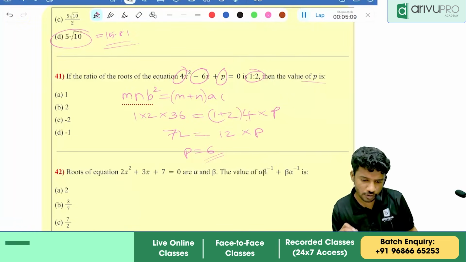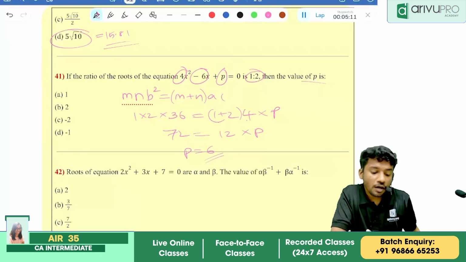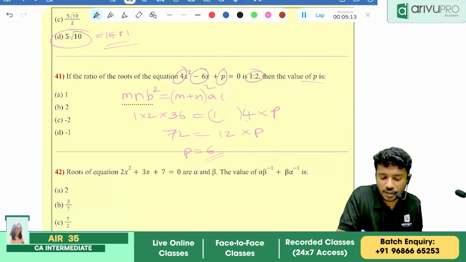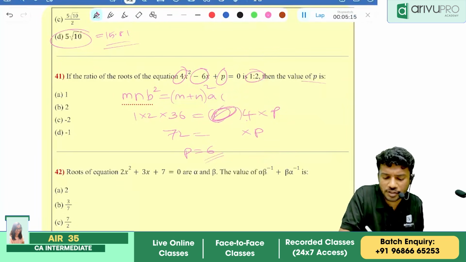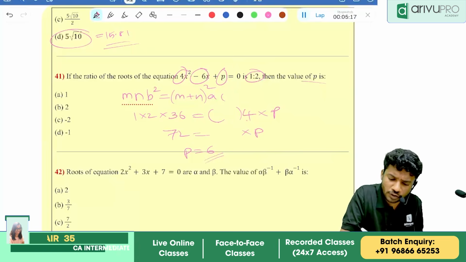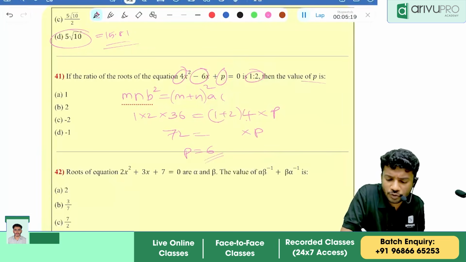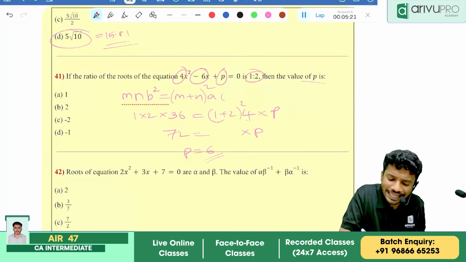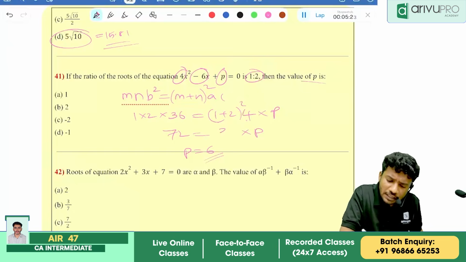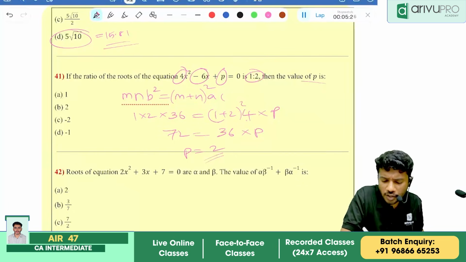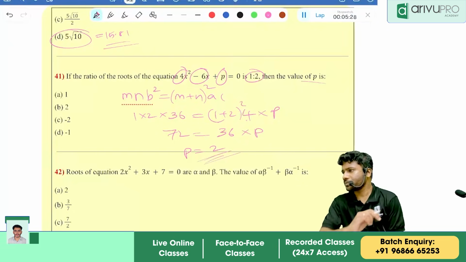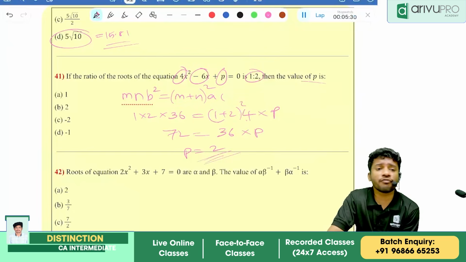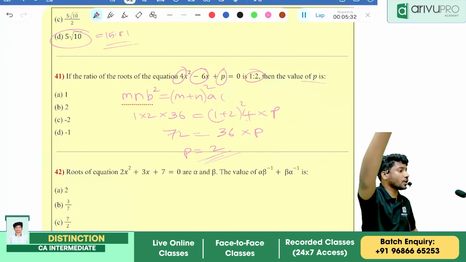P is equal to, (m plus n) the whole square, I missed that. Sorry for that. Which is equal to how much now? (1 plus 2) the whole square is equal to how much? 9. 9 into 4 is equal to how much? 36, which is equal to how much? 2. Okay. Yes.